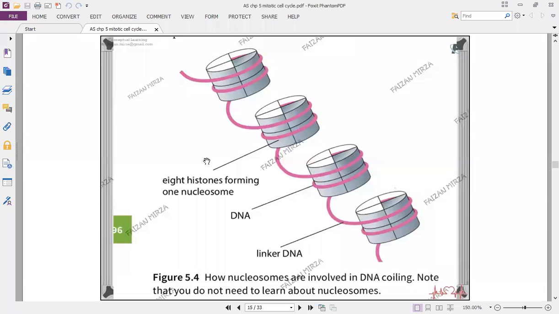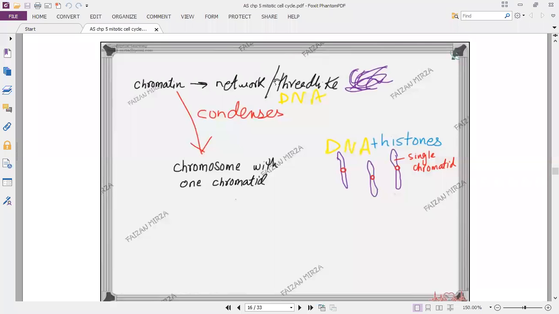This is again taken from Mary Jones figure 5.4, fourth edition. You can see these are the nucleosomes, and these are the histone proteins. Eight histone proteins form a nucleosome, and the DNA coil wraps twice around each to form chromosome. And this is the linker DNA, which is basically the continuity from one nucleosome to the other. And this is how the DNA gets packaged into a chromosome.